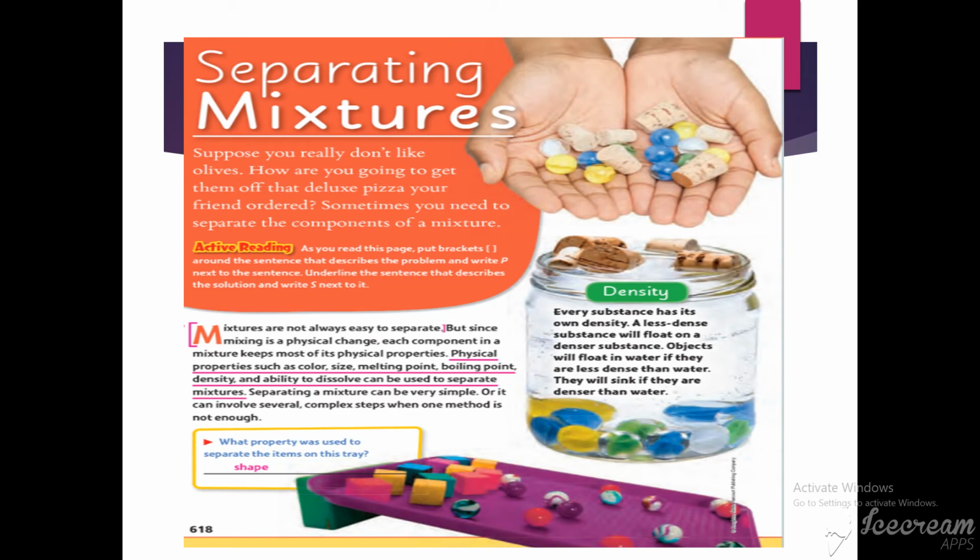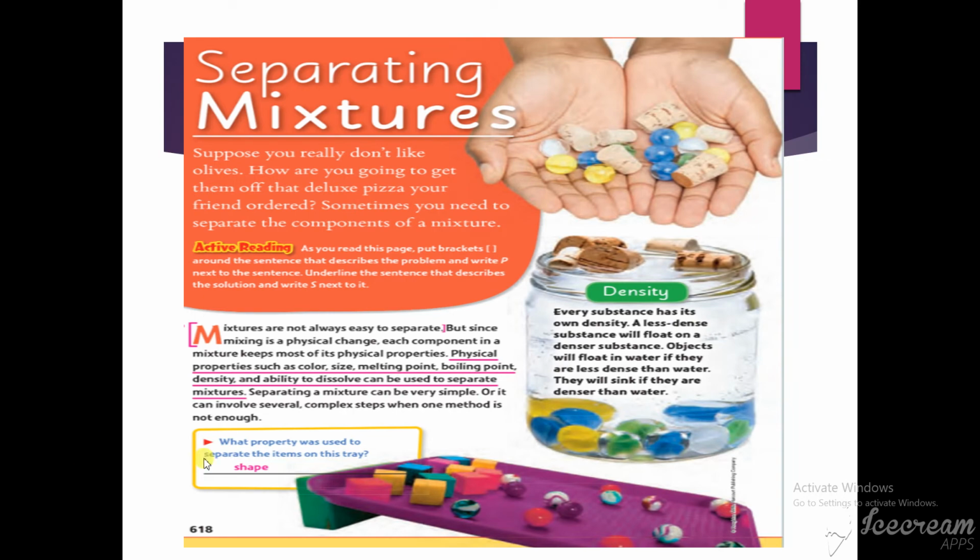Girls, when it's just color, for example, if I give you a box of mini chocolates, M&Ms, and tell you to separate the different colors, you can easily do that because of the colors. But sometimes colors are the same, and you have to check their different physical properties. So physical properties such as color, size, melting point, boiling point, density, and ability to dissolve can be used to separate mixtures.